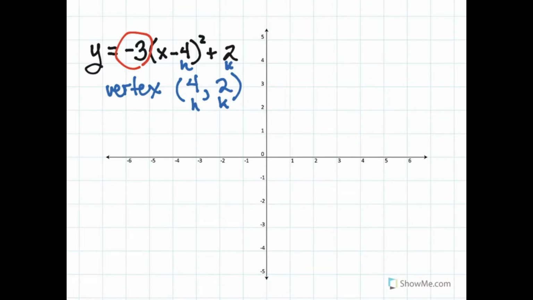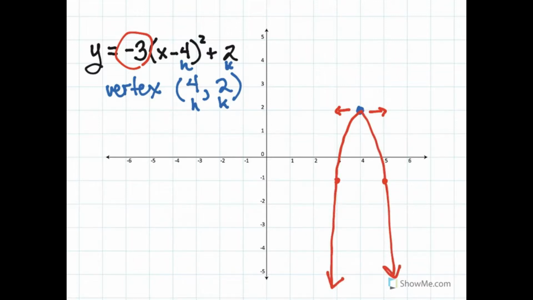So here is a parabola. The vertex is at 4, 2. X is 4, y is 2, and the multiplier is negative, so it's going to face down. And the 3 tells us that if I go over 1, I'm going to go down 3 to make a point. And I go over 1 the other direction. It's symmetric around the vertex, and so this parabola is narrow, facing down, and the vertex is at 4, 2.